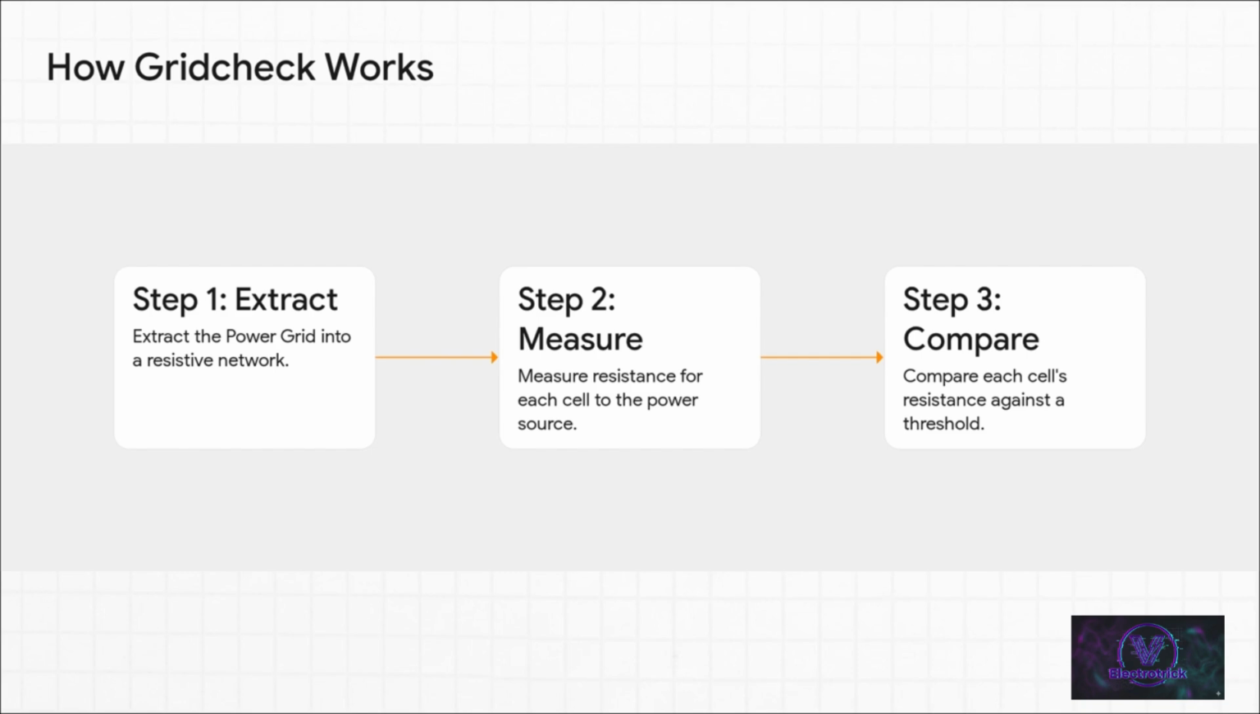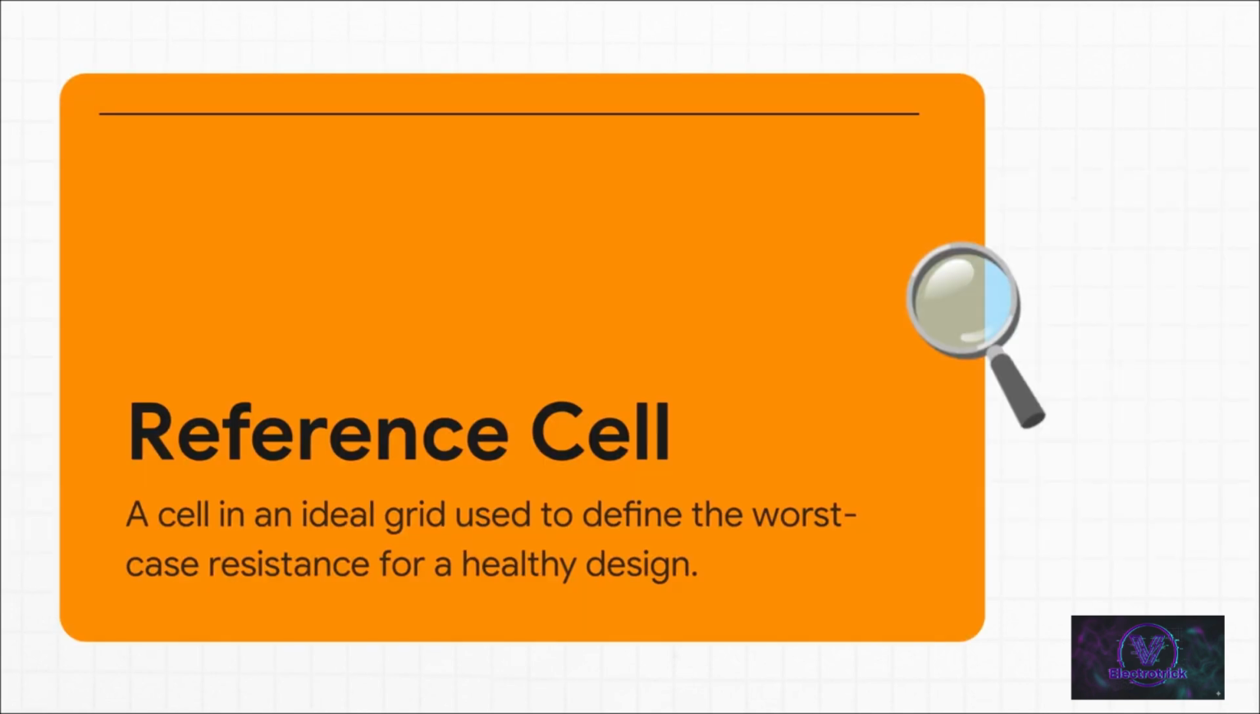First, the tool takes the entire power grid and basically turns it into a giant map of resistors. Then, for every single standard cell in your design, it calculates the resistance from its power pin all the way back to the main power source. And finally, it compares that number to a threshold you've already defined. So here's the crucial part. How do you set that threshold? Well, that's what the reference cell is for.